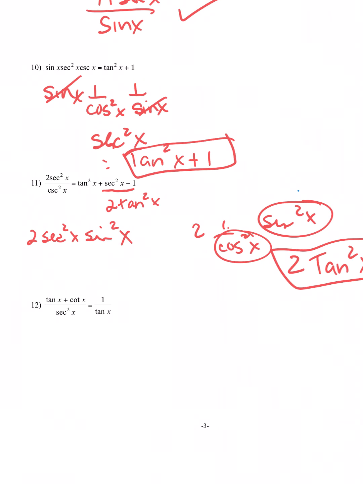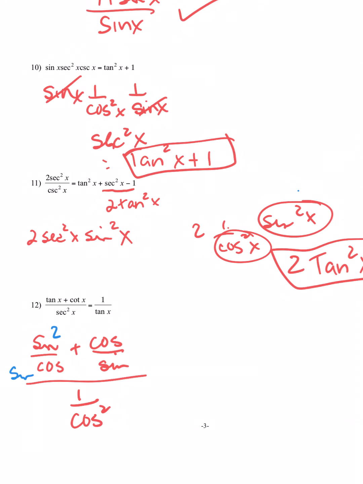Here I'm going to have tangent of x, which is sine over cosine, plus cotangent, which is cosine over sine, and that's over secant, which is 1 over cosine. And so upstairs we're going to find a common denominator. This one needs a sine, so we're going to add a sine there. And this one needs a cosine, so we're going to add a cosine there. And sine squared plus cosine squared is 1. And downstairs we have cosine sine.